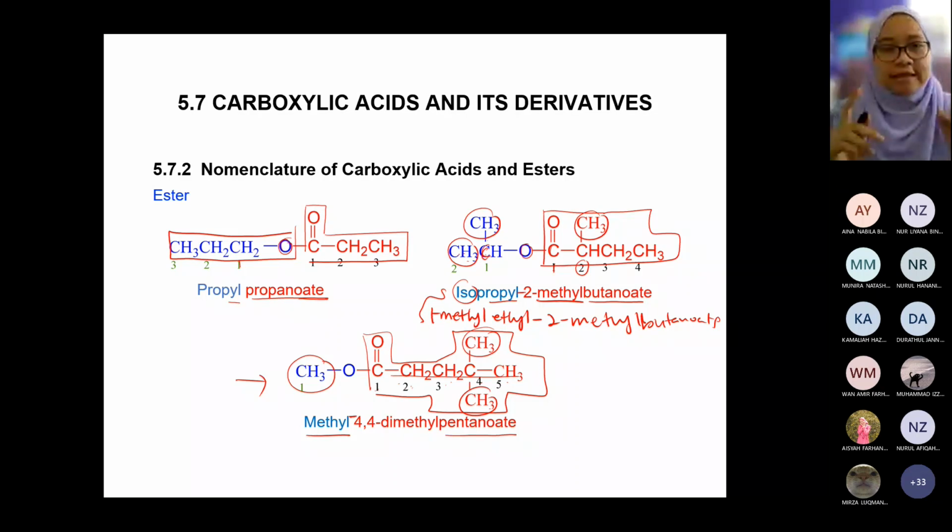Tips dia, identify the carboxylate punya part yang ada C double bond O, itu dia punya carboxylic acid punya part. So dia akan jadi parent. Just change the name, the ending to ATE. Okay, and then the alcohol part dia akan jadi the substituent. Dia duduk dekat depan.